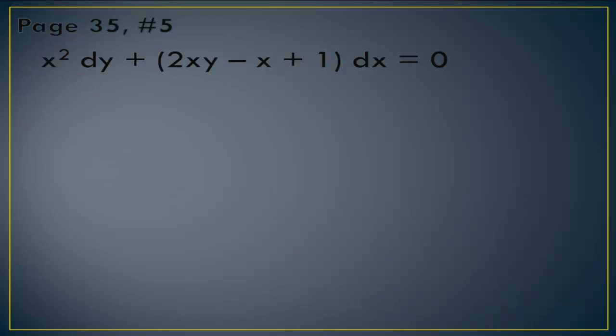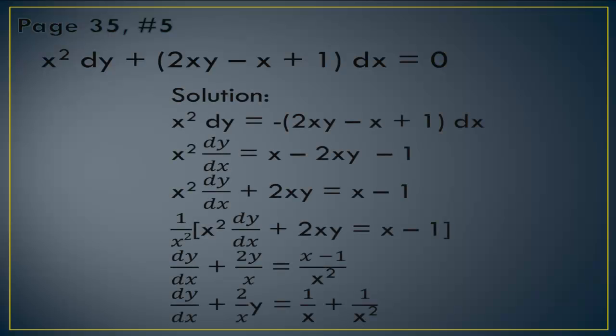So the next problem is found on page 35, number 5, which is x squared dy plus 2xy minus x plus 1 dx is equal to 0. So in the solution, first we will transpose this equation to the other side to form x squared dy over dx. Then we will divide both sides by x squared to obtain a linear equation: dy over dx plus 2 over x y is equal to 1 over x plus 1 over x squared.